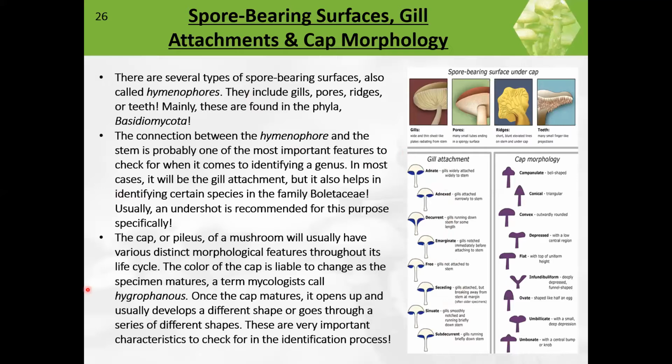The cap, or pileus, of a mushroom will usually have various distinct morphological features throughout its life cycle. The color of the cap is liable to change as the specimen matures, a term mycologists call hygrophanous. Once the cap matures, it opens up and usually develops a different shape or goes through a series of different shapes. These are all very important characteristics to check for in the identification process.